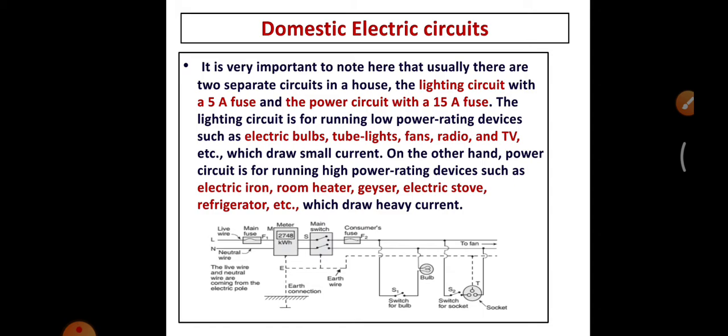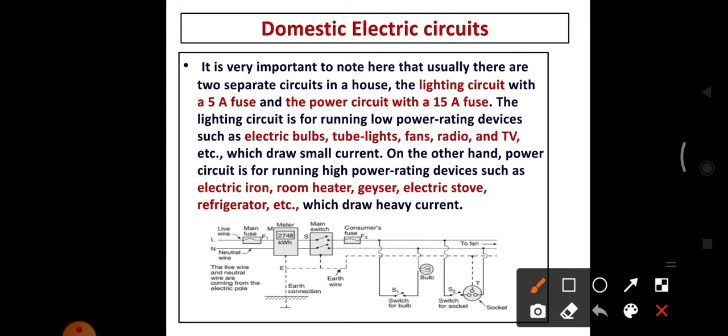It is very important to note here that usually there are two separate circuits in our house. What are they? One is the lighting circuit and another one is the power circuit. In the lighting circuit we have to use a 5 ampere fuse. In the power circuit we have to use a 15 ampere fuse.